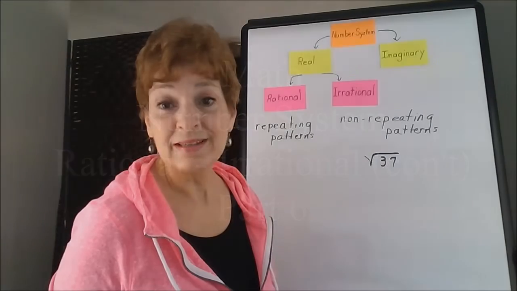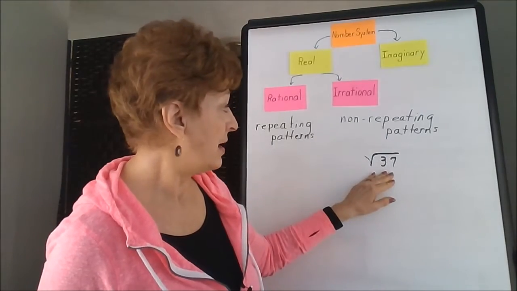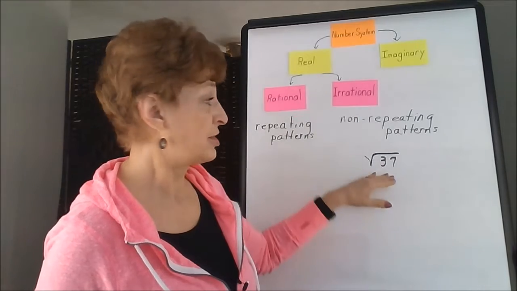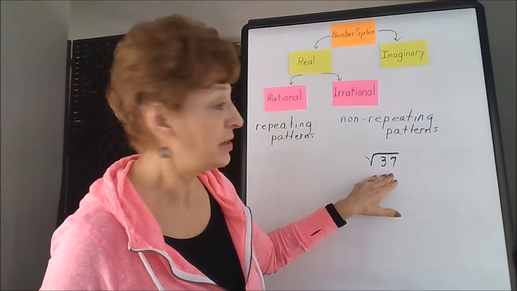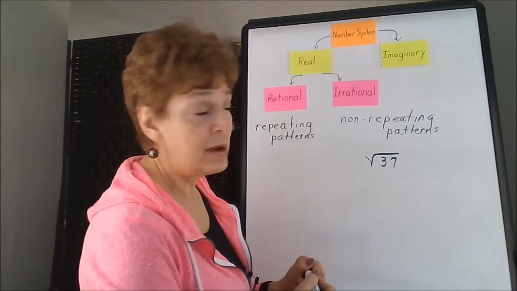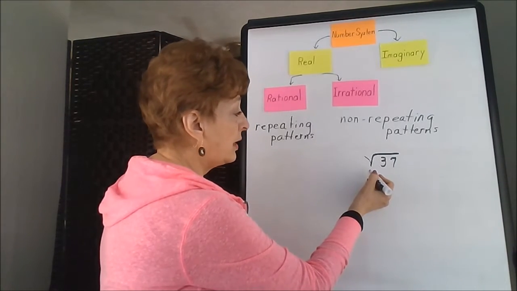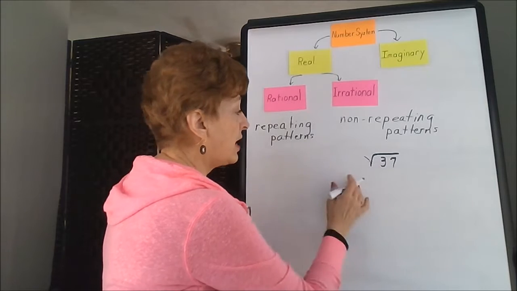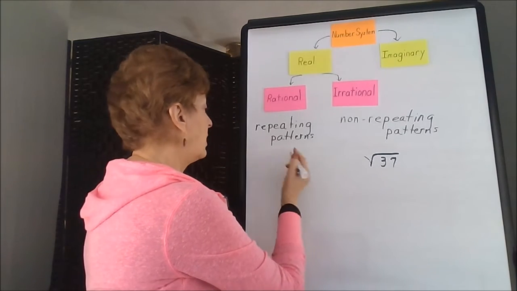Let me give you one more example of placing a non-repeating pattern irrational square root. The square root of 37, 37 is a prime number. So we're going to be looking for roots on either side that are perfect.